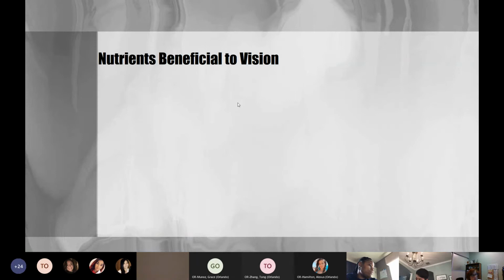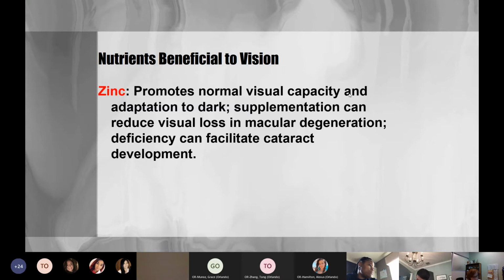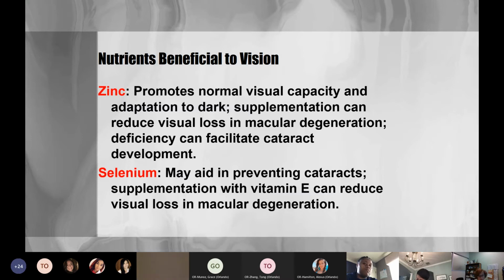You must know these nutrients. The first one is zinc. These are very important to know for helping to keep our vision healthy. Zinc is good for adapting to the dark, so we want to make sure our patients get plenty of zinc. Zinc can also help to reduce visual losses with macular degeneration.